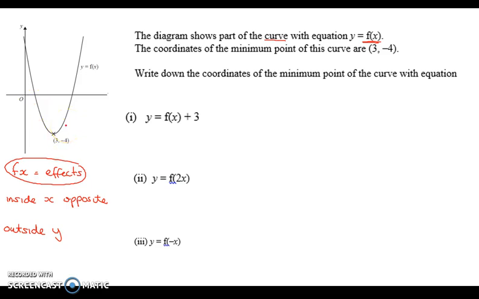Okay, and it says the coordinates of the minimum point. So the minimum point on the curve, the lowest point on the curve, is (3, -4). We have that here. Here's our point that we're looking at, (3, -4). Write down the coordinates of the minimum point. So where does this point move to when we apply some changes?